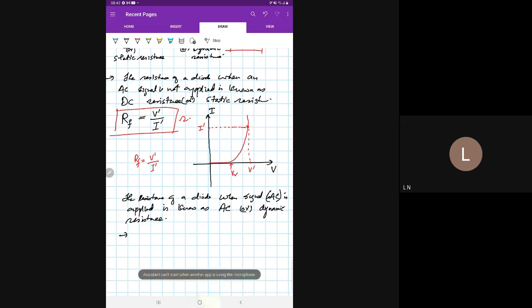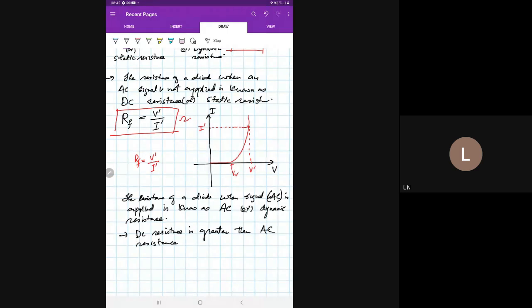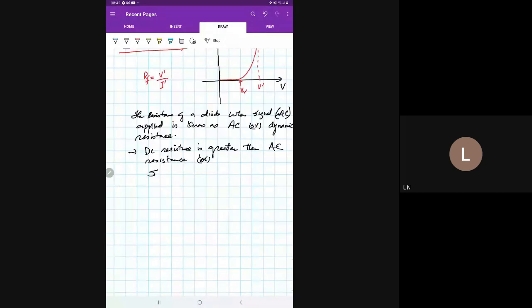And we should note it down that DC resistance is greater than AC resistance. The value of static resistance is quite significant as compared to the value of dynamic resistance. Or I can say that static resistance is much greater than dynamic resistance.